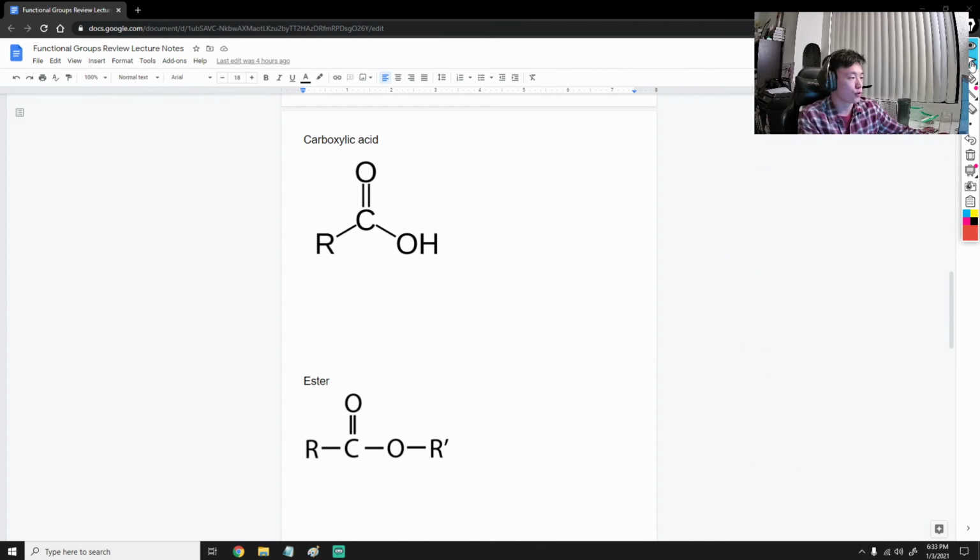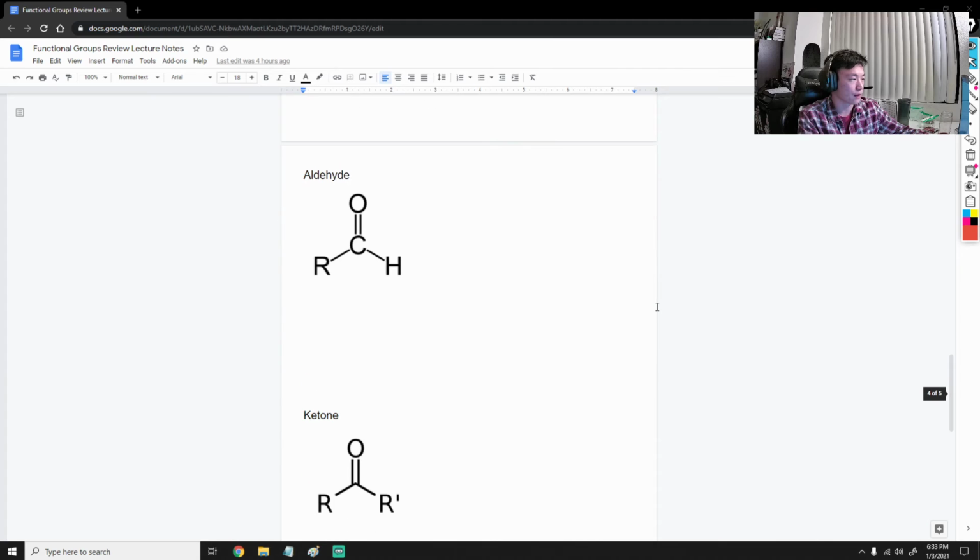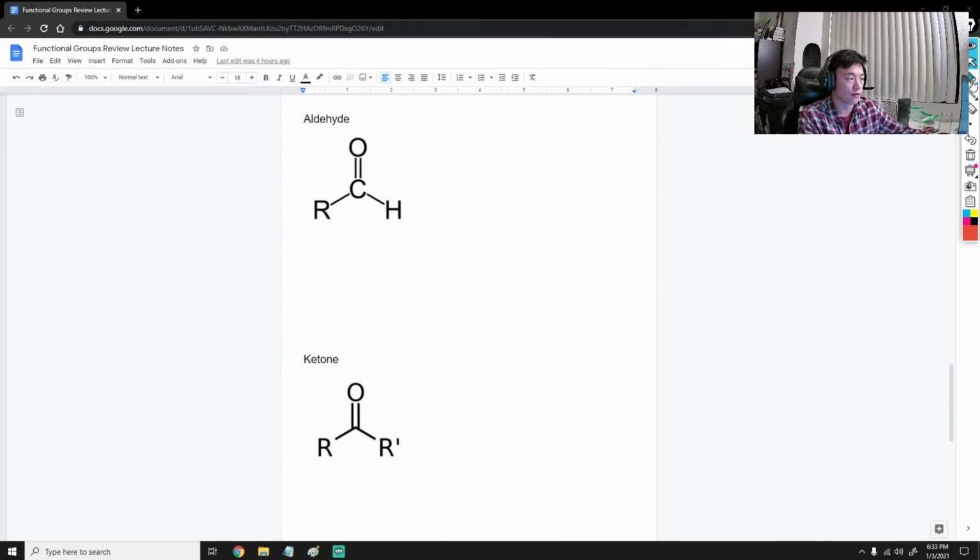All right, going forward, we have some functional groups that are a little bit similar. We have aldehydes. Now, aldehydes are going to be at the end of chains. Okay, they're going to be at the end of carbon chains, because at the end of the chain, you're going to have a carbon double bonded with an oxygen bonded to a hydrogen.